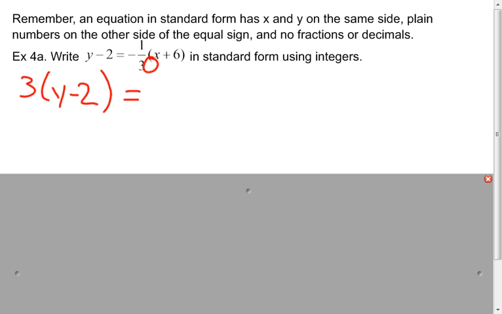When I multiply the other side by 3, it's going to cancel out the denominator. So I'm going to end up with negative 1 x plus 6. Okay. The left side, multiplying by 3, got me that 3 in front. On the right side, multiplying by 3 crossed out my denominator.